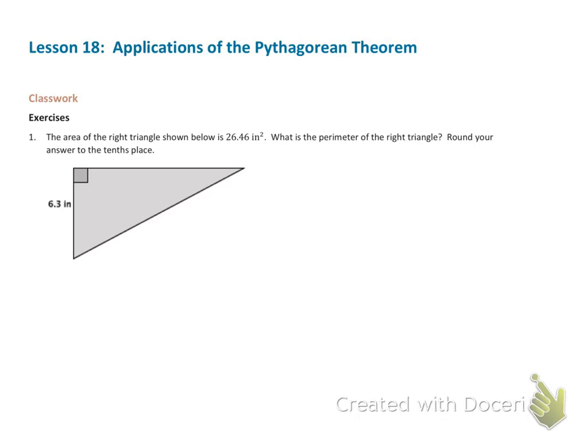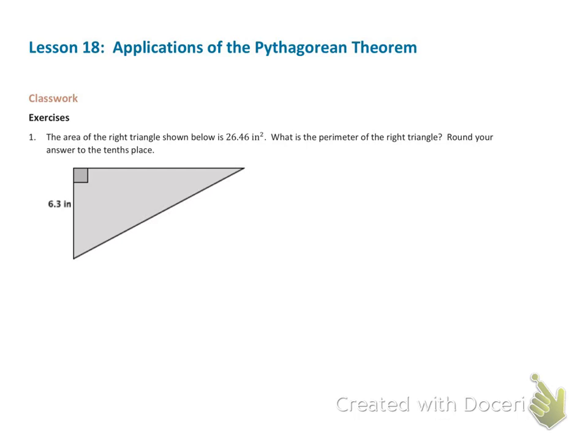Okay, so exercise 1 provides us with a right triangle, and only one dimension is given. Obviously we're going to need more information to determine any more information about this triangle. So let's read what the problem has for us. The area of the right triangle shown below is 26 and 46/100 inches squared. What is the perimeter of the right triangle? Round your answer to the tenths place.